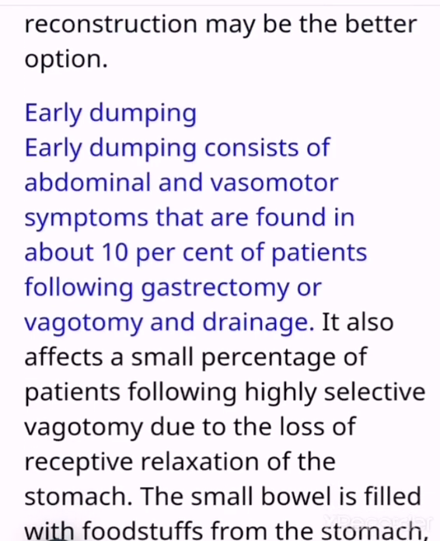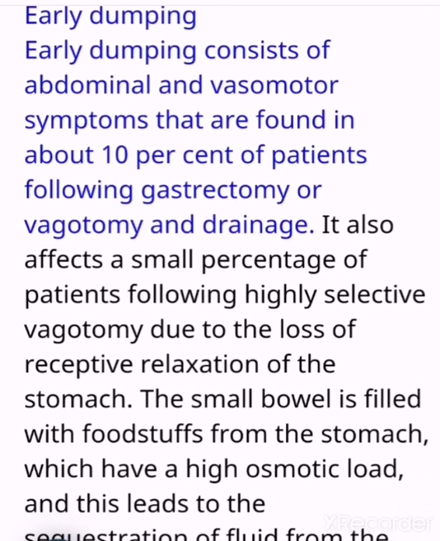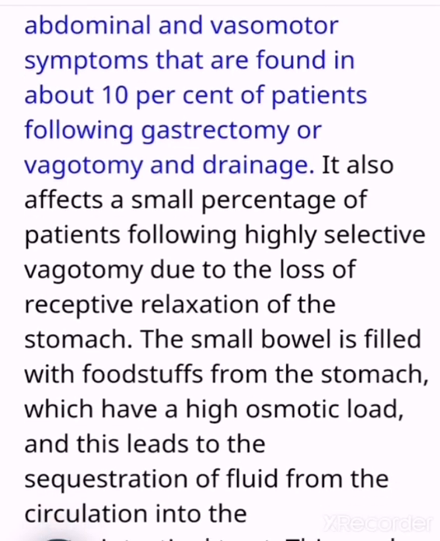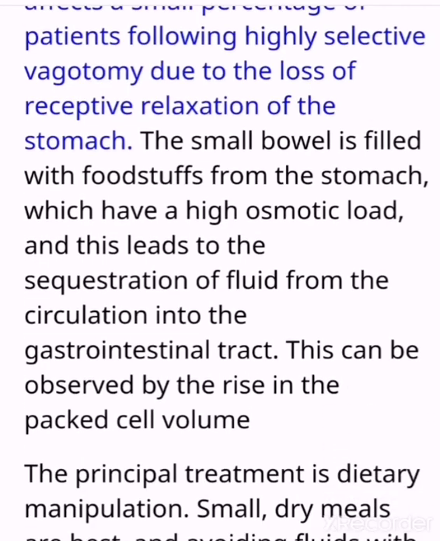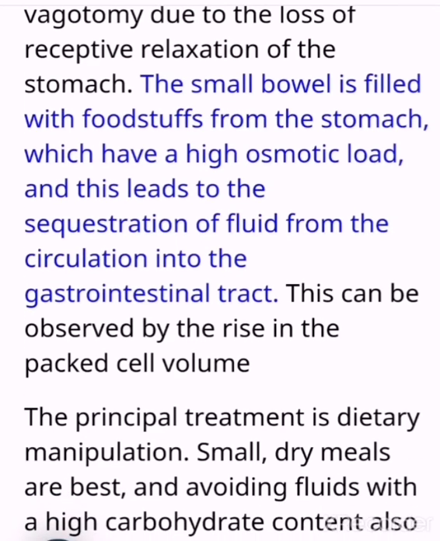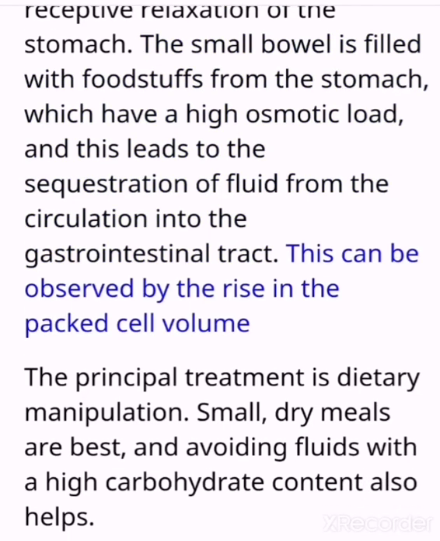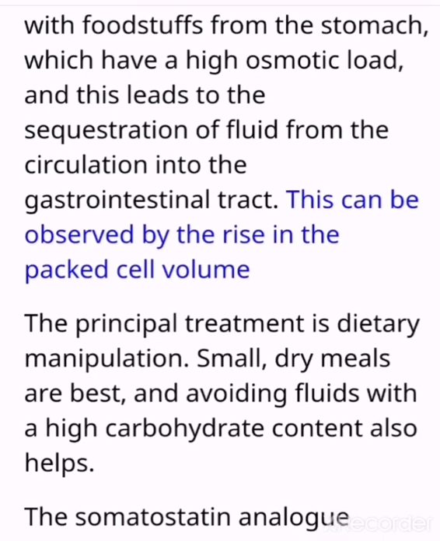Early dumping. Early dumping consists of abdominal and vasomotor symptoms that are found in about 10% of patients following gastrectomy or vagotomy and drainage. It also affects a small percentage of patients following highly selective vagotomy due to the loss of receptive relaxation of the stomach. The small bowel is filled with foodstuffs from the stomach, which have a high osmotic load, and this leads to the sequestration of fluid from the circulation into the gastrointestinal tract. This can be observed by the rise in the packed cell volume.